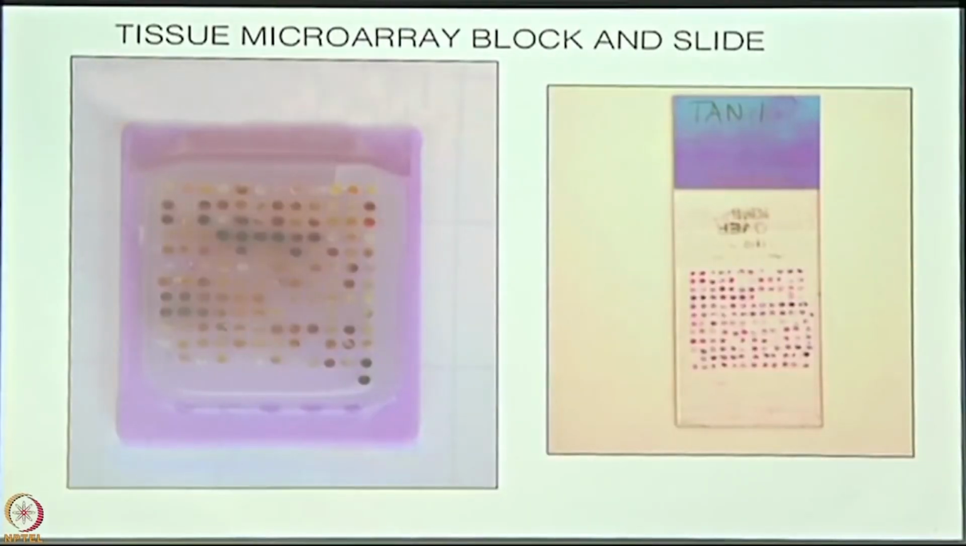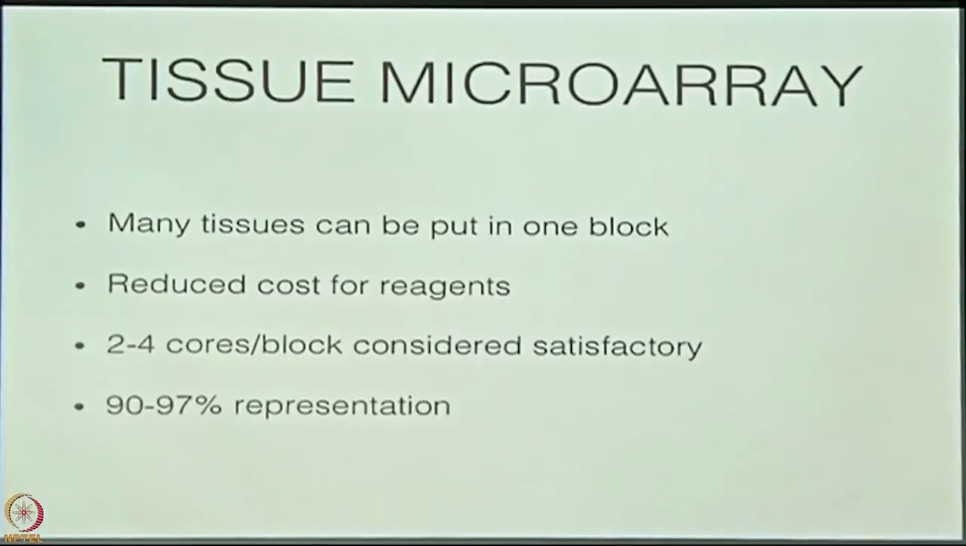And that's how the block finally looks. Nice, neat, equal sized cores. And when you cut the section, that's the slide. Now this has already been stained with an H&E, which is a regular stain, but any kind of stain can be done on it. Any immunostain can be done on it. So the advantages which I have already outlined: many tissues can be put in a block, and there's a reduced cost for reagents.